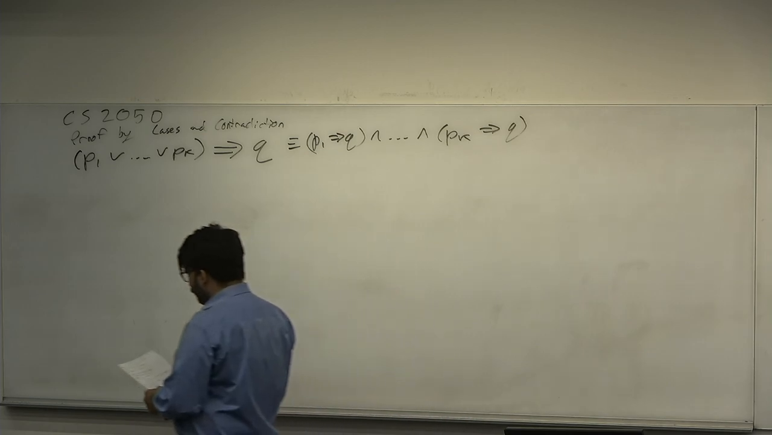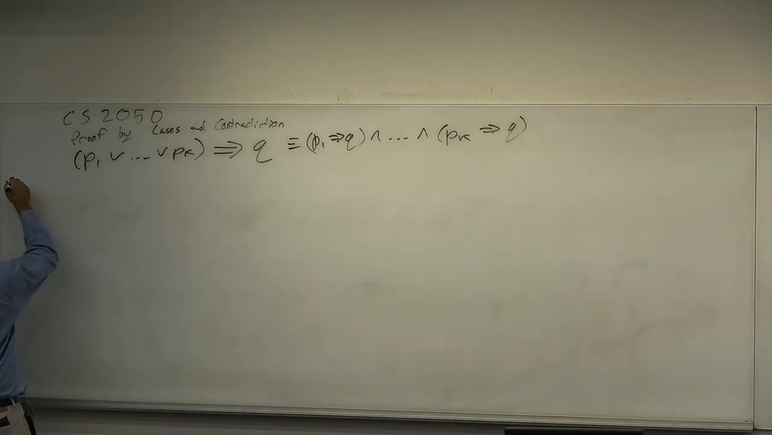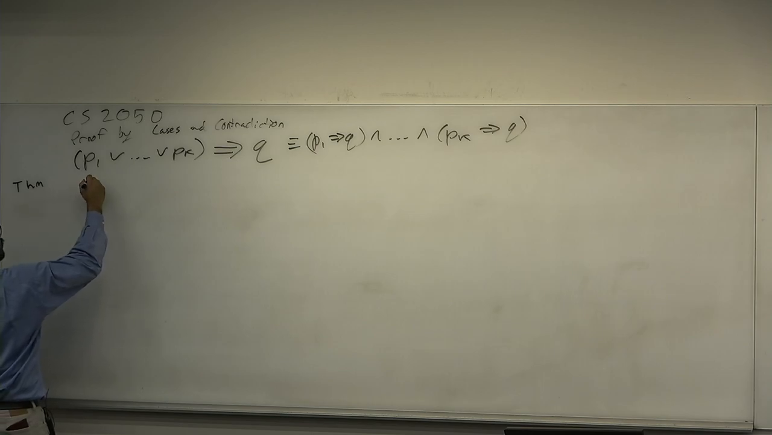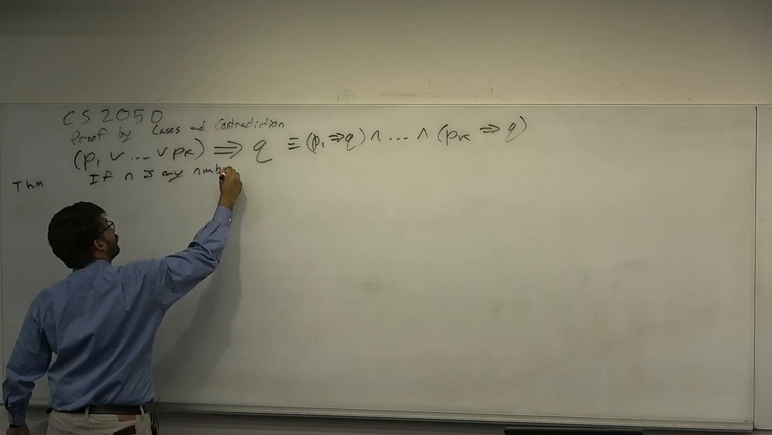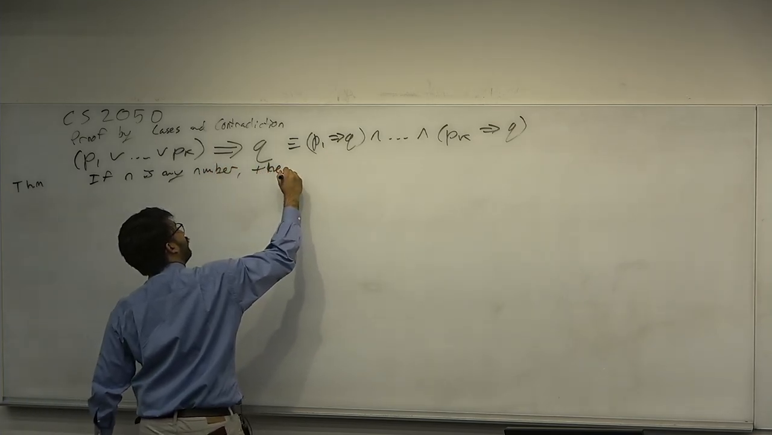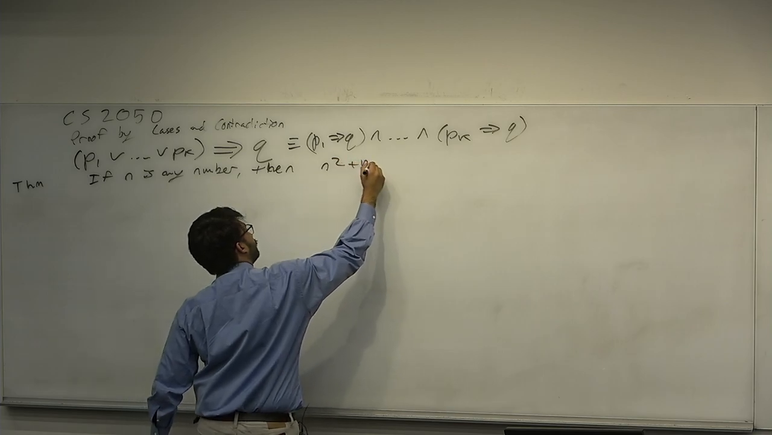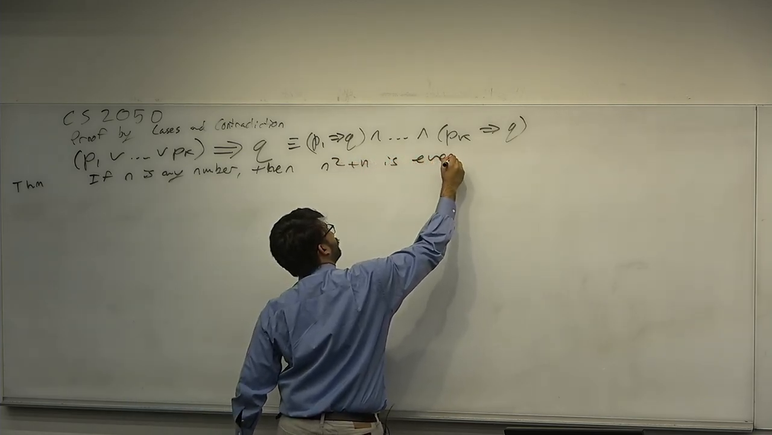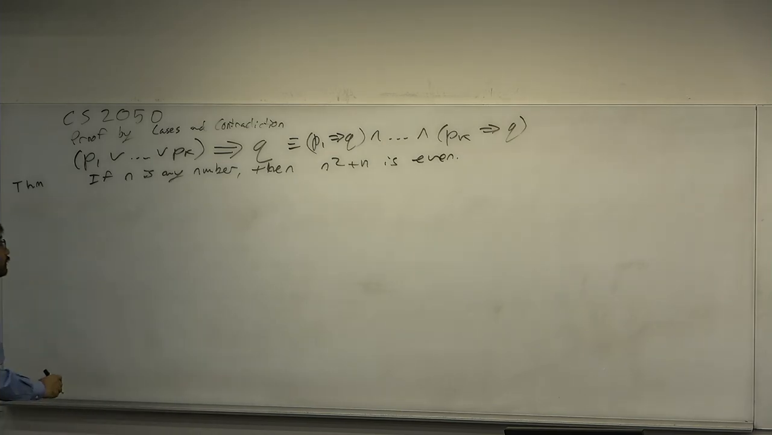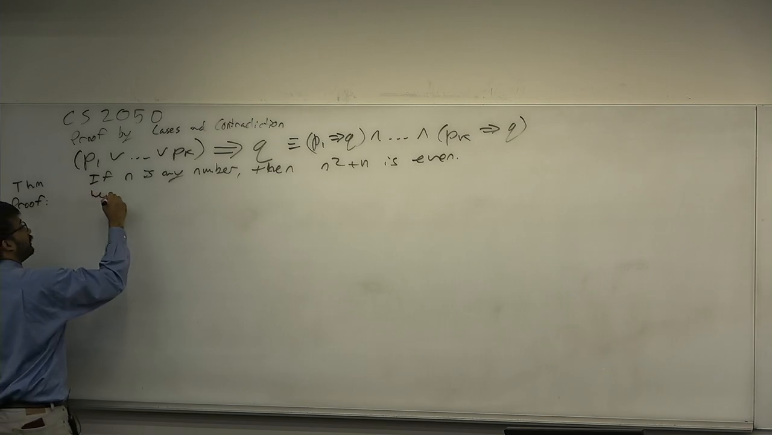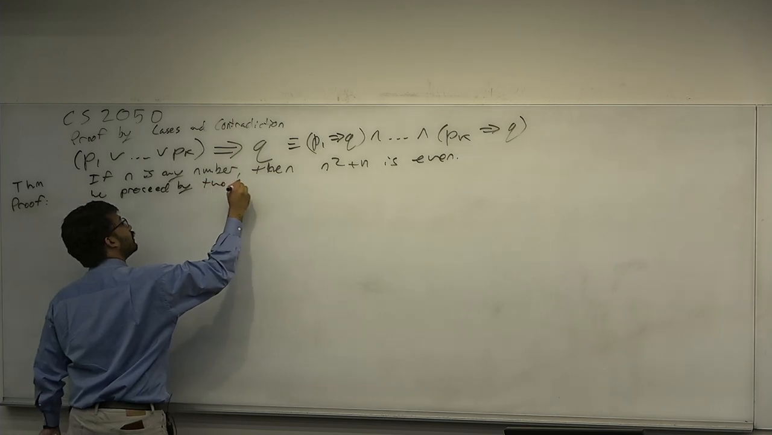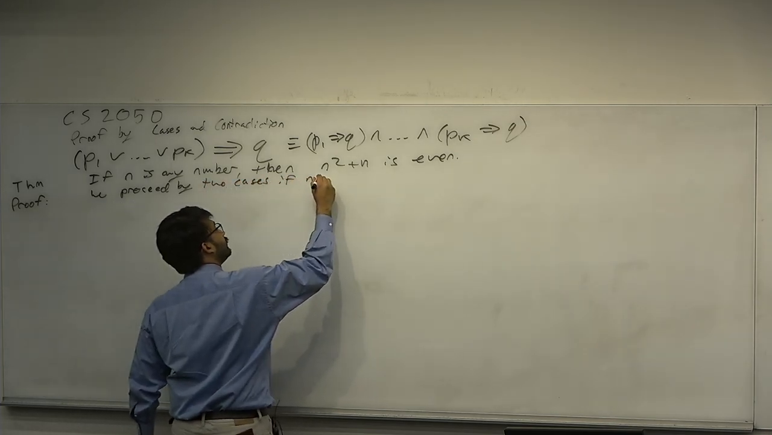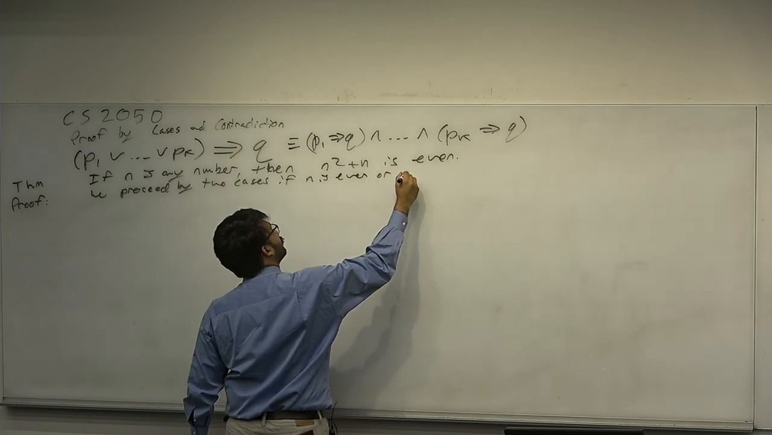For example, let's prove theorem 4.5.6. If n is any number, then n squared plus n is even. Proof. We proceed by two cases: n is even or odd.